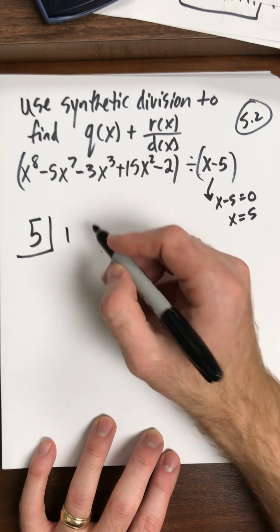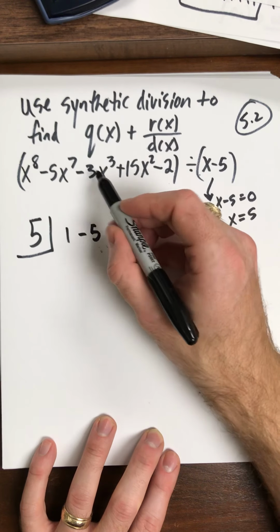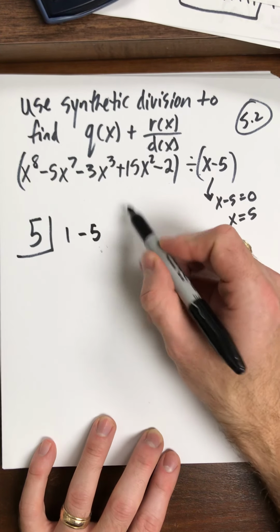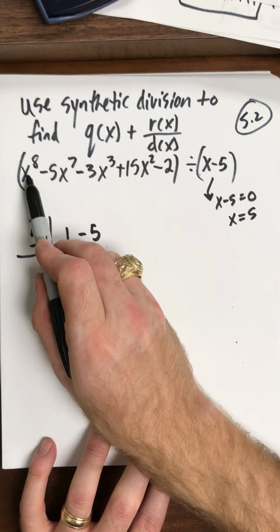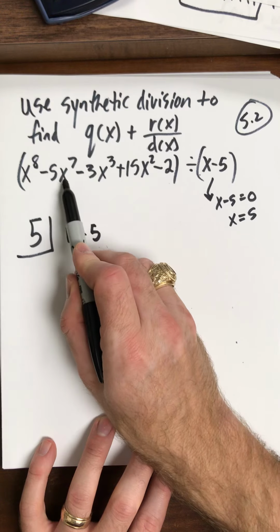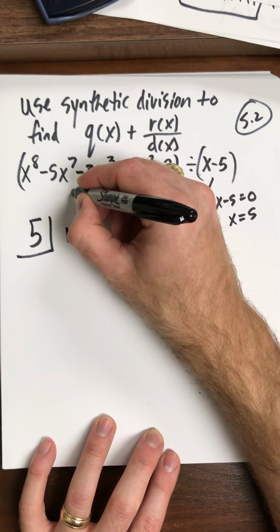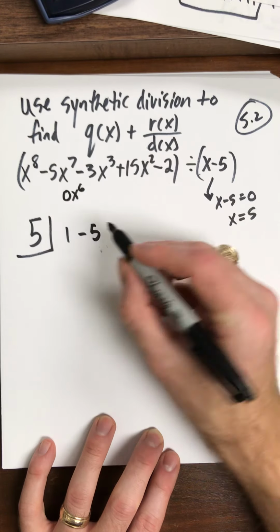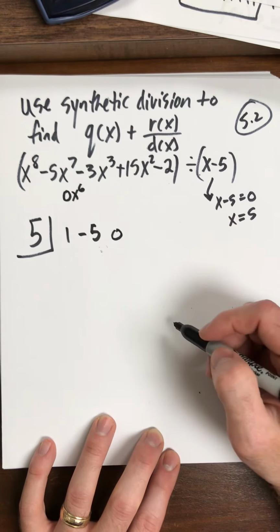And then x to the 7 has a negative 5. Now, you might be tempted to put a negative 3 next, but don't do it, okay? We have to go in order. This is x to the 8th, x to the 7th. It technically has an x to the 6, but it's really 0 x to the 6. So I'm going to put 0 x to the 6.